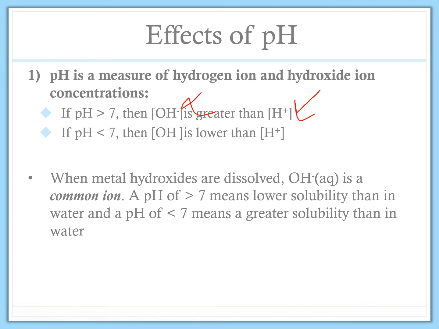So if you are dissolving something that has a hydroxide already, such as a metal hydroxide, that hydroxide is a common ion. So if you have a pH of greater than 7 in the thing you're dissolving the hydroxide in, that's going to have lower solubility, and vice versa. A pH of less than 7 means greater solubility. Basically, if there's already hydroxide or H plus ions present in the solution because of the pH, that will affect the solubility in ways that you can predict because of Le Chatelier's principle and the common ion effect.